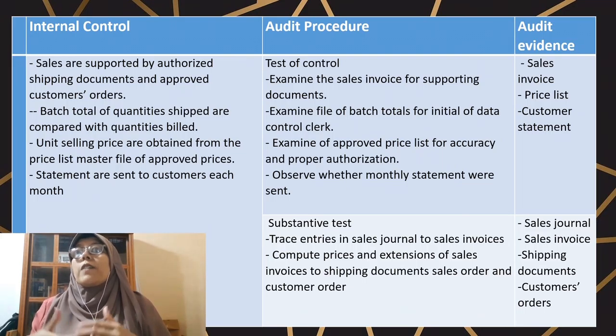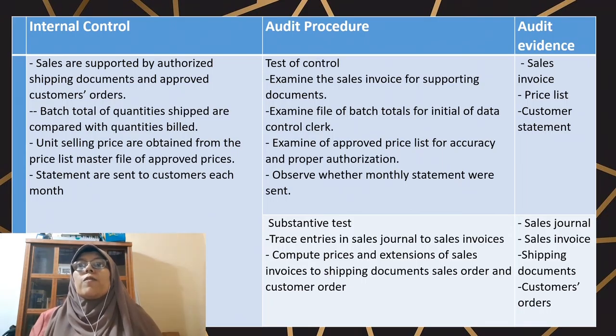Internal control: sales are supported by authorized shipping documents and approved customers' orders. Batch totals of quantities shipped are compared with quantities billed. Unit selling prices are obtained from the price list master file of approved prices, and statements are sent to customers each month. Audit procedure, test of control.